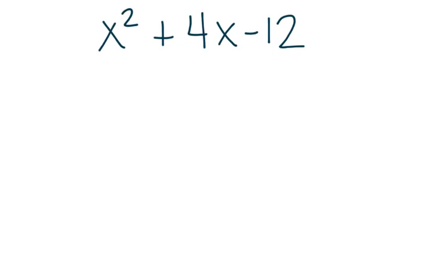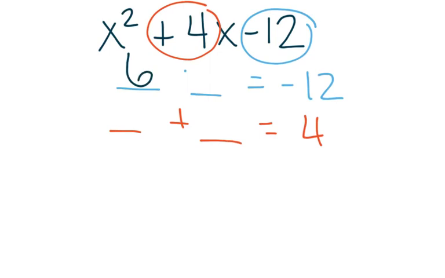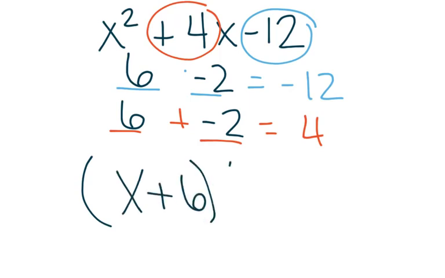Alright, so here's the next one. Same thing again. It's pretty redundant, I know. Two numbers that multiply to give me the last number, negative 12. But they add to give me the middle number, positive 4. We know one of them is going to be positive, one of them is going to be negative. The bigger one's going to be positive since I'm trying to add to get a positive 4. So those two numbers are 6 and negative 2. And then my answer would be x plus 6, x minus 2.